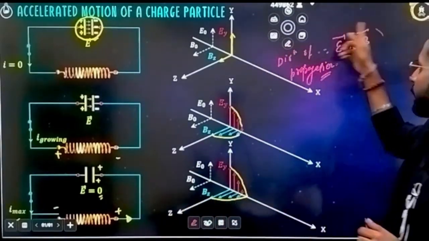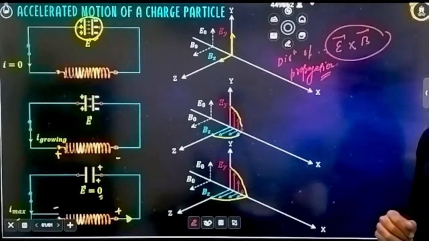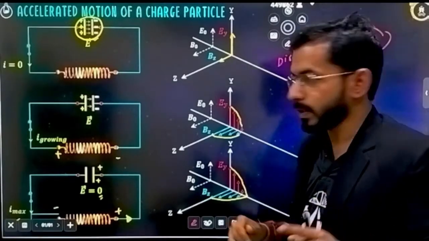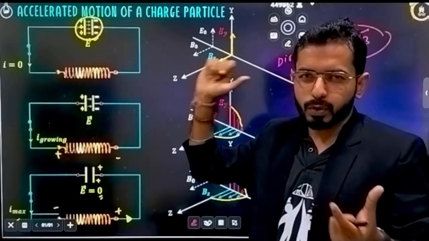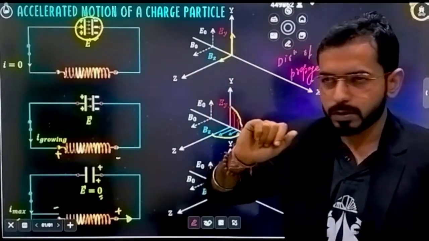So now do E cross B. What I am telling you is that the direction of propagation can be found by E cross B. How do we do E cross B? Take your fingers in the direction of E. How do we always do A cross B, the cross product? I have told you a lot of times the complete mechanism to do a cross product.